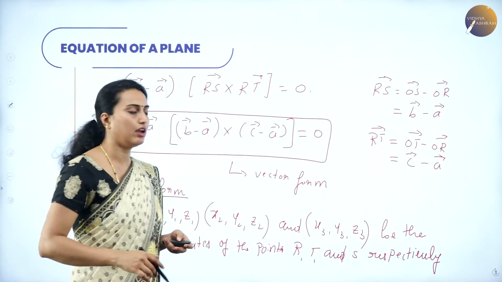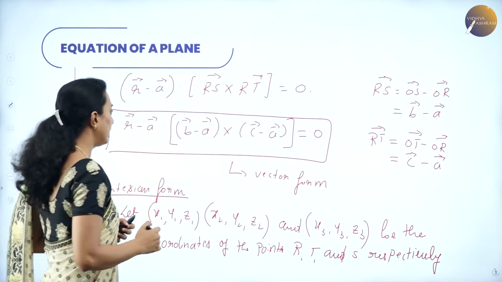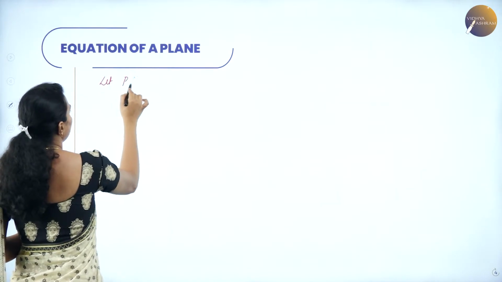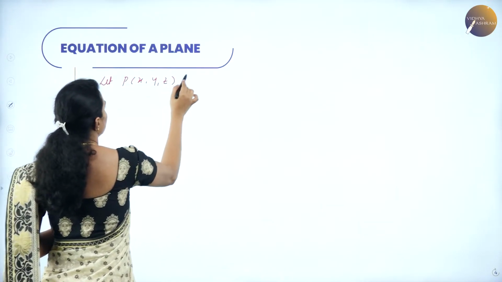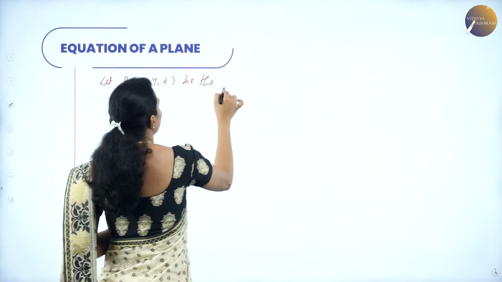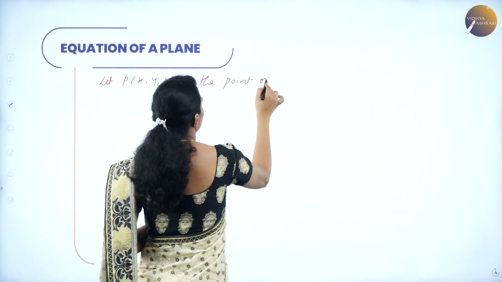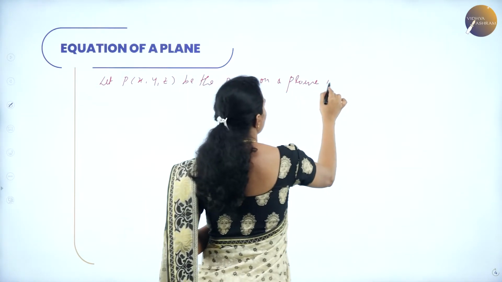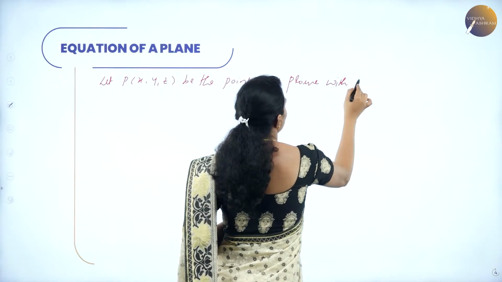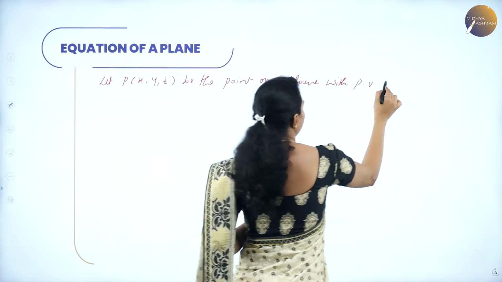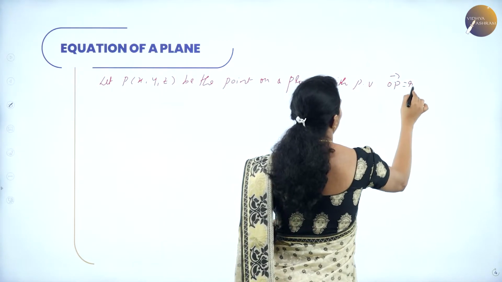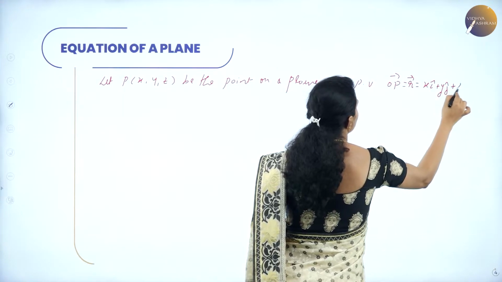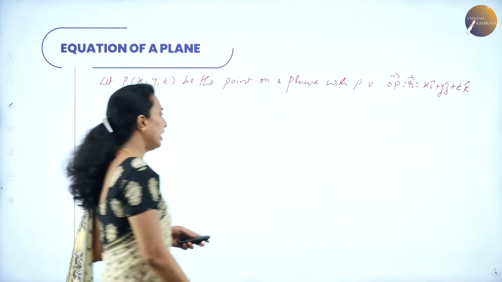Therefore, what you can have, and here I am taking, let P of x, y, z be the point on a plane with the position vector OP vector equals R vector equals xi plus yj plus zk. So therefore A vector takes place.